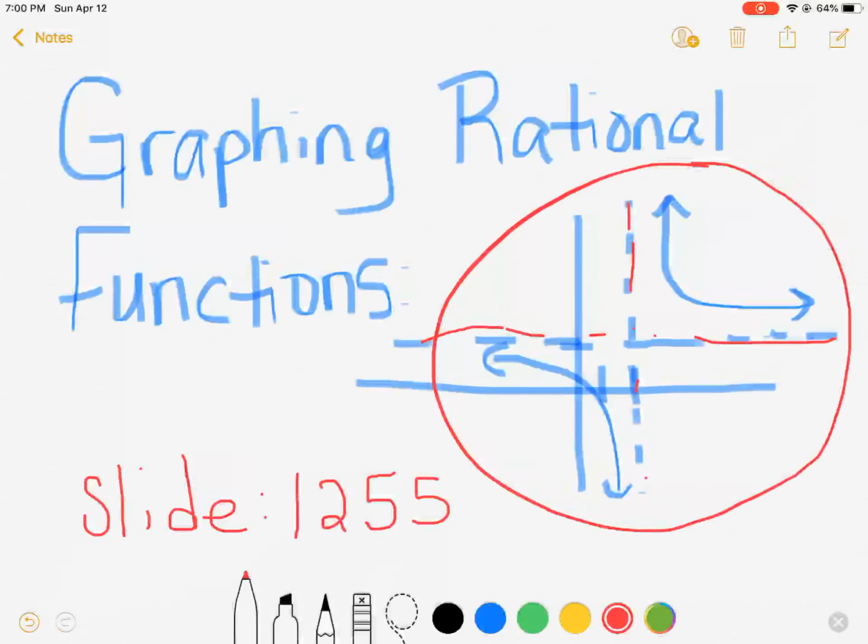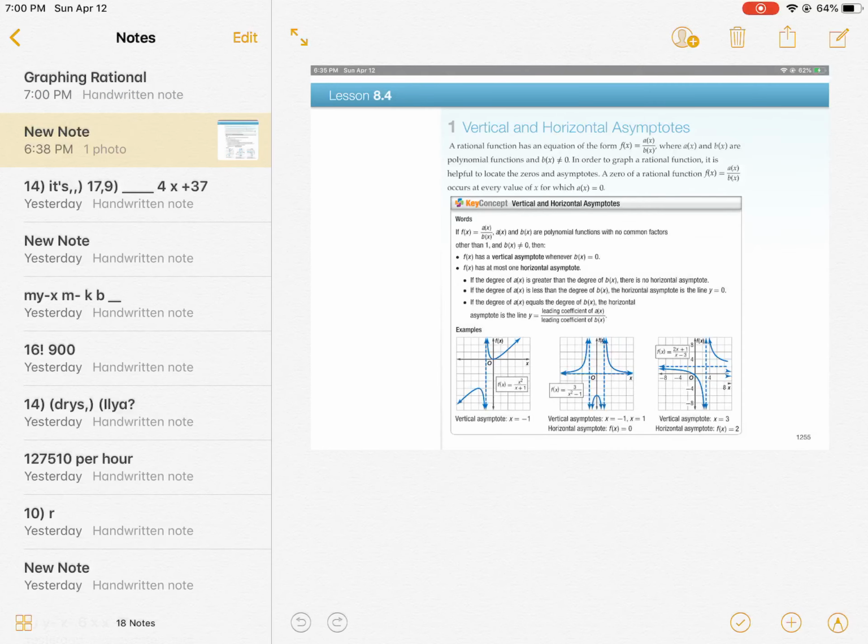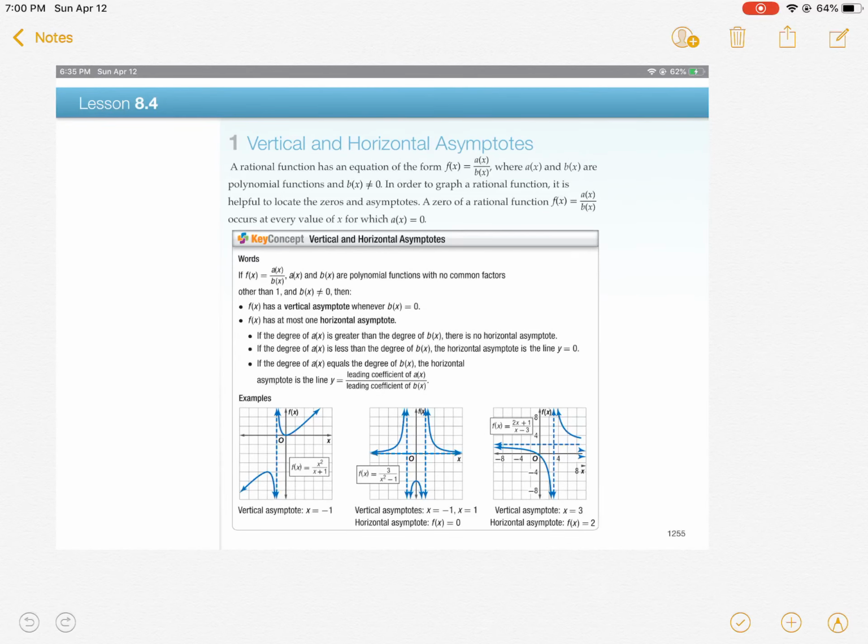We'll get our vertical asymptote by looking to see what makes the denominator equal 0, but we're going to have a different procedure for finding horizontal asymptotes. You may still use Desmos or your graphing calculator to help you as a resource, but remember, you always have to have your asymptotes dashed in. If we look on slide 1255, there's some notes that show you the procedure for finding your horizontal asymptote.